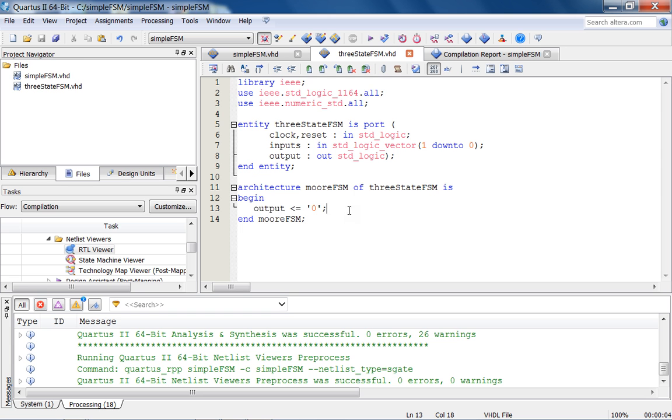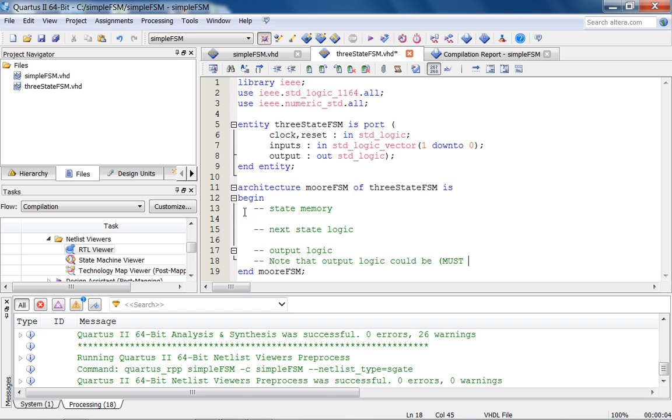So there are basically 3 blocks. One is state memory, the other is next state logic, and the third is output logic. Note that output logic could be, actually must be, placed in the next state logic if we have a Mealy FSM, because by definition for a Mealy FSM the output is a function of both the current state and the input. But anyway, let's just be doing a Moore right now.